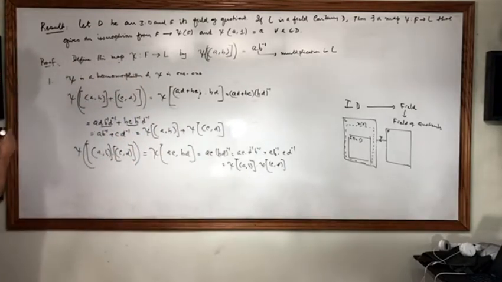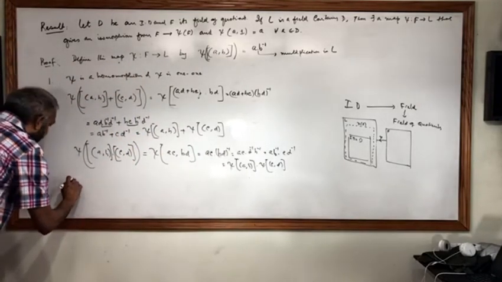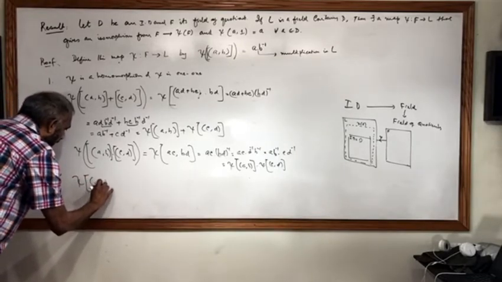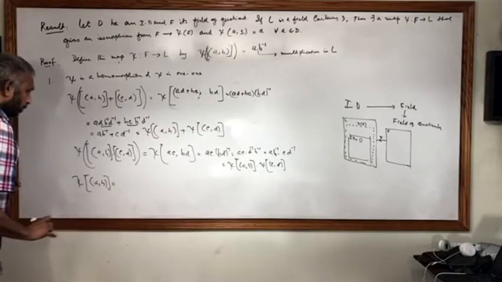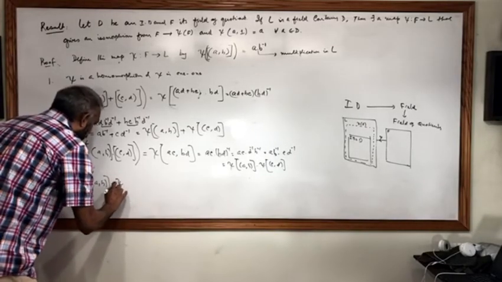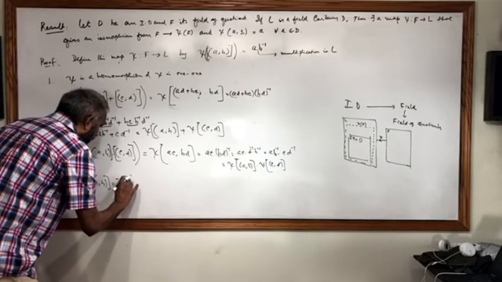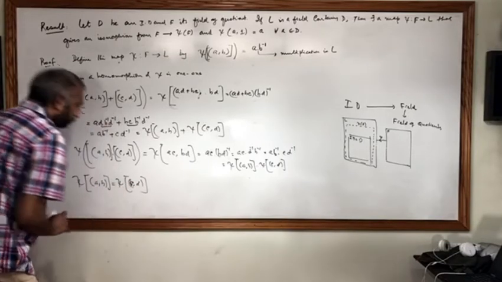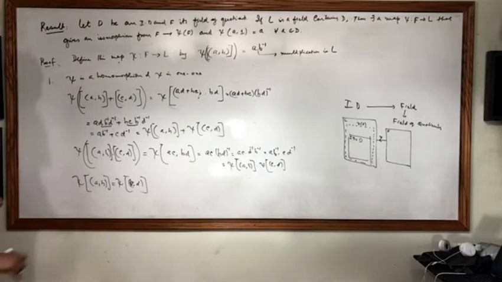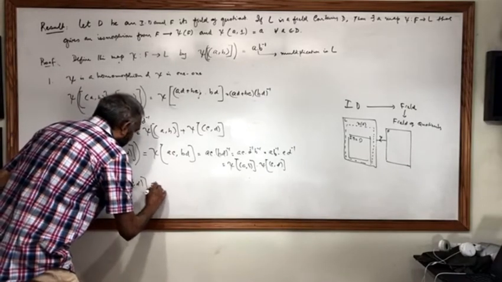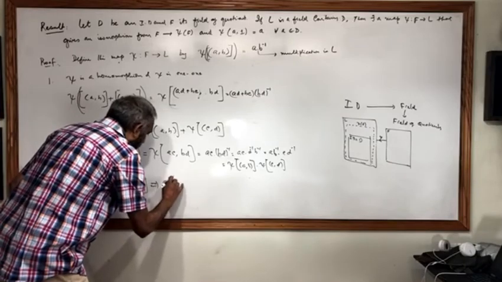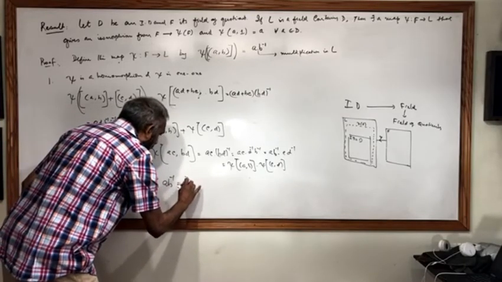Now we need to show that it is one-to-one. So let us assume that psi of (a, b) is equal to psi of (c, d). And what does that imply? That implies a b inverse is equal to c d inverse.